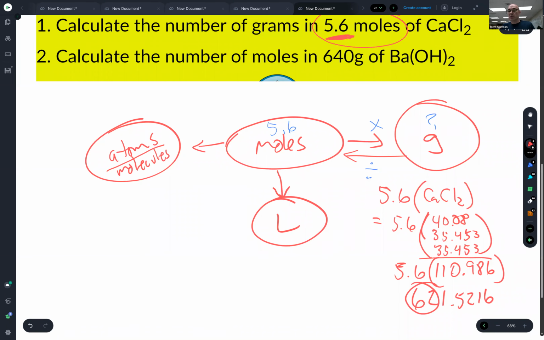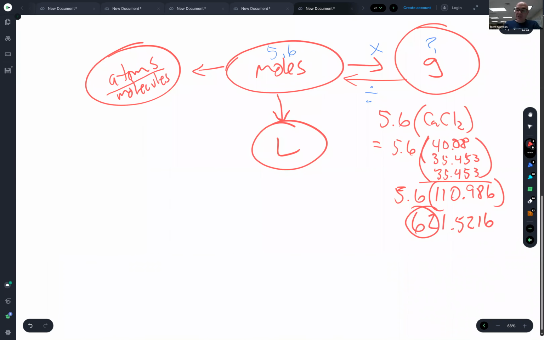But going back to our rules for significant figures, you can't just cut this off. Your answer can't just be 62. It has to be 621, but that has three sig figs. So what we have to do is estimate as close as possible, 620. Do not put a decimal point. That would be wrong. So my answer is 620 grams.